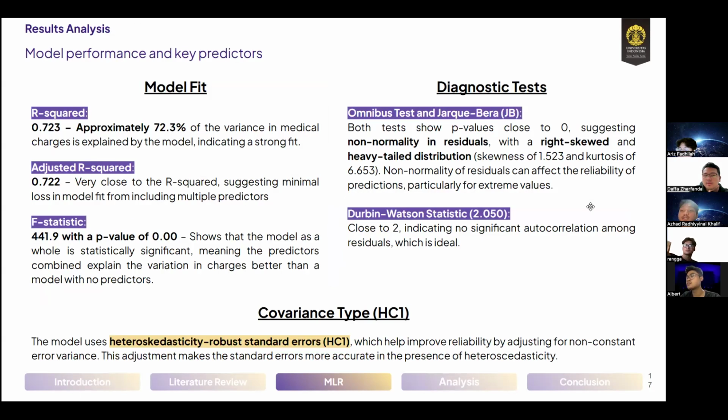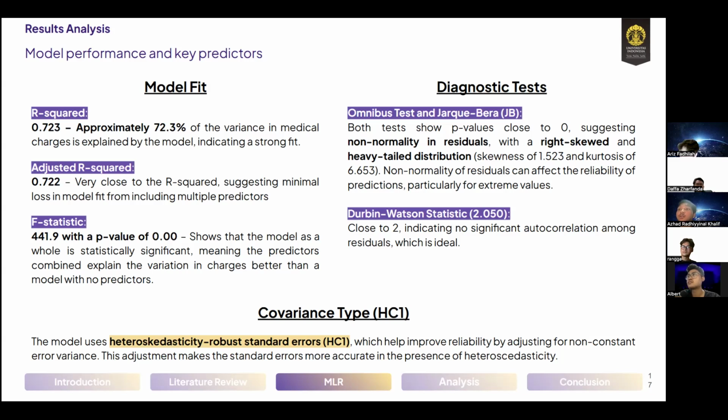So here is the results analysis. The model fit for the R square is 0.723 or 72.3%, and the adjusted R square is 0.722, which is 72.2%. And then the F statistic is 41.9 with a p-value of 0.